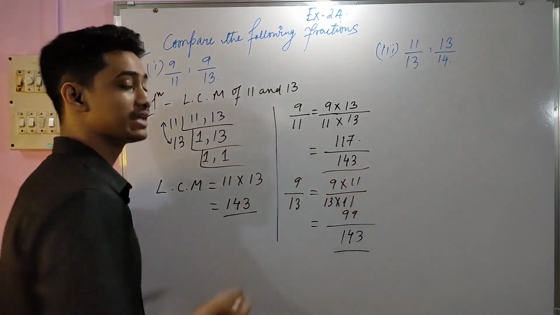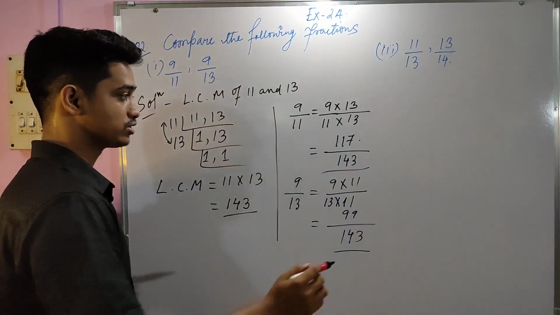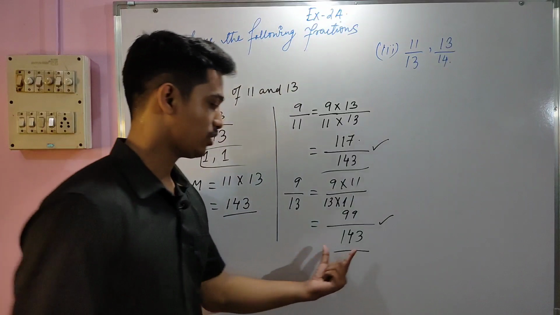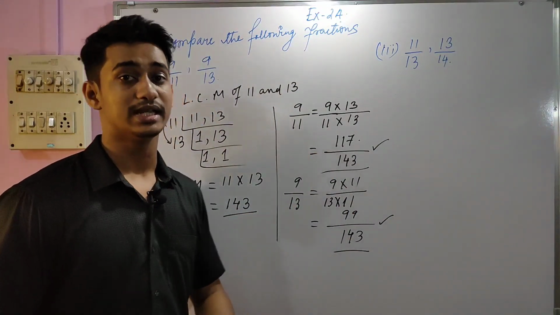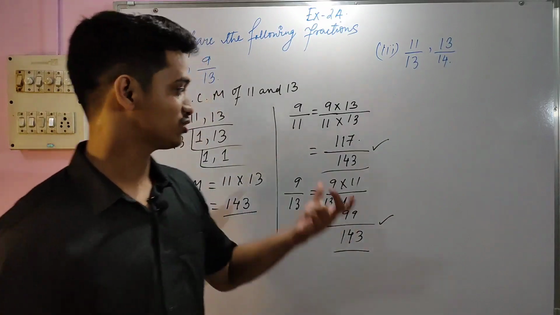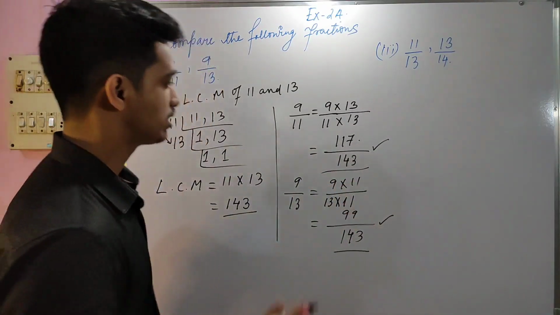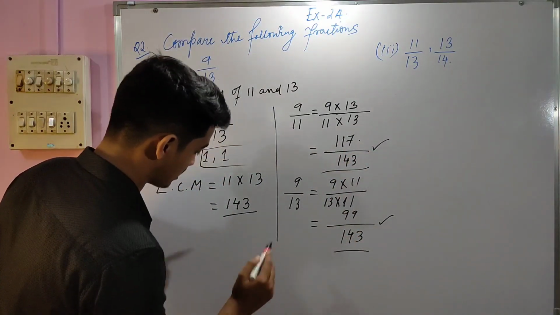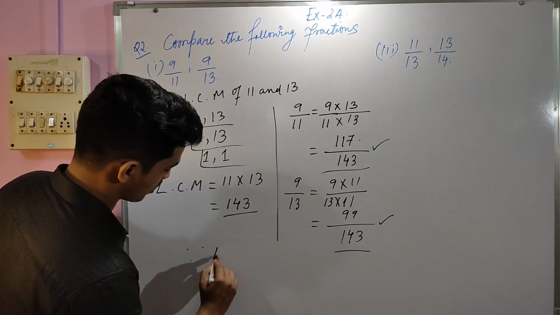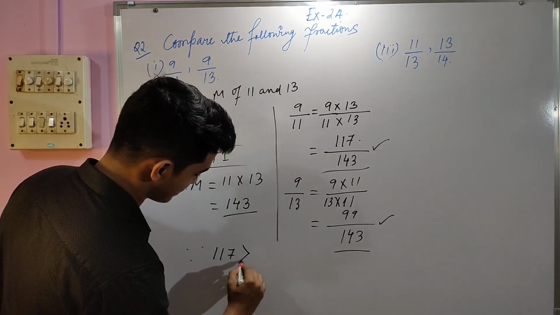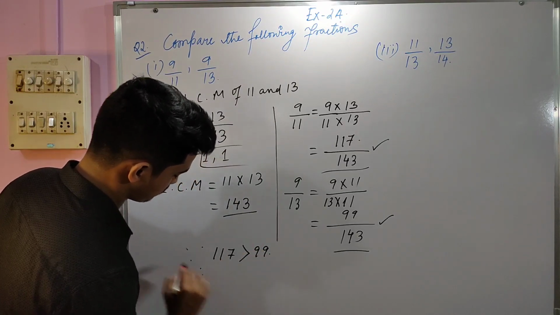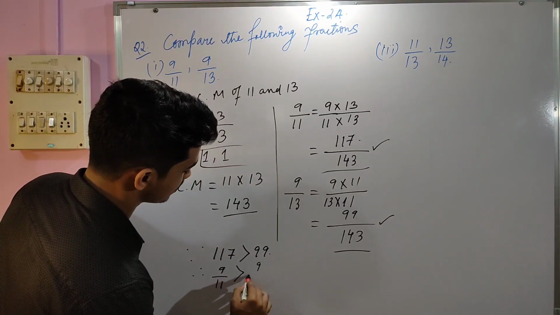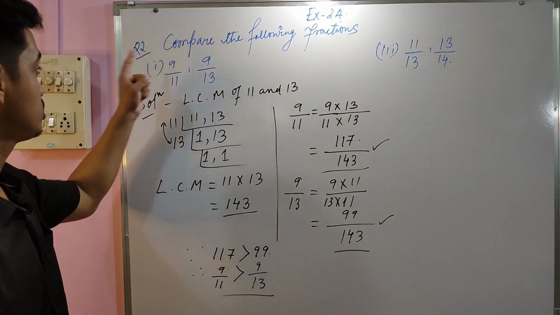So clearly we can see the denominators are absolutely the same. That means 117 by 143 and 99 by 143 are now like fractions, so we can easily compare these two fractions. We have seen that 117 is greater than 99. So we write: since 117 is greater than 99, therefore 9 by 11 is greater than 9 by 13. That is the answer for question number 2, part 1.